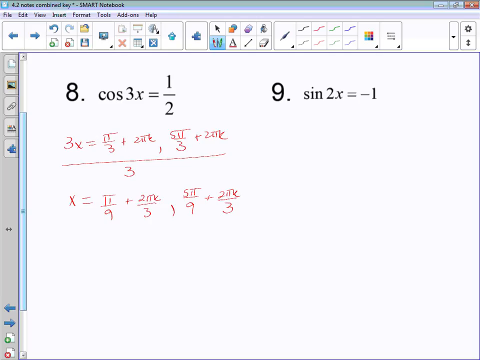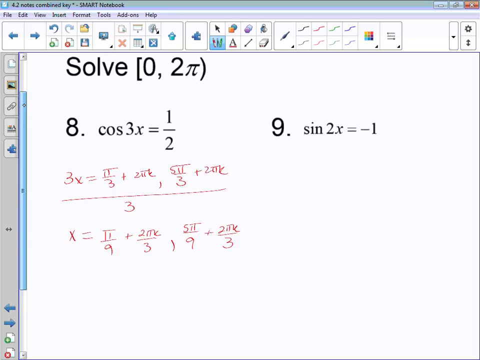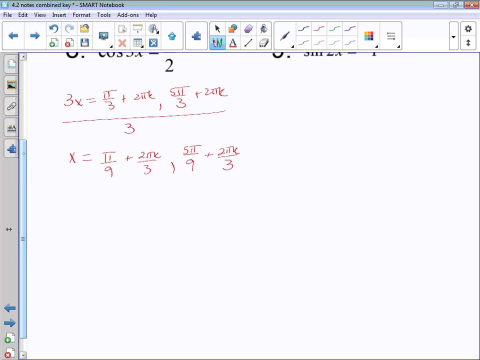Okay, now again, if it had said all solutions, you'd be done. That would be the end. But it does not say all solutions. It said 0 to 2 pi. All right, so our answers. My first one is pi over 9. What do I add to pi over 9? 2 pi over 3, right? So that is really like 6 pi over 9.